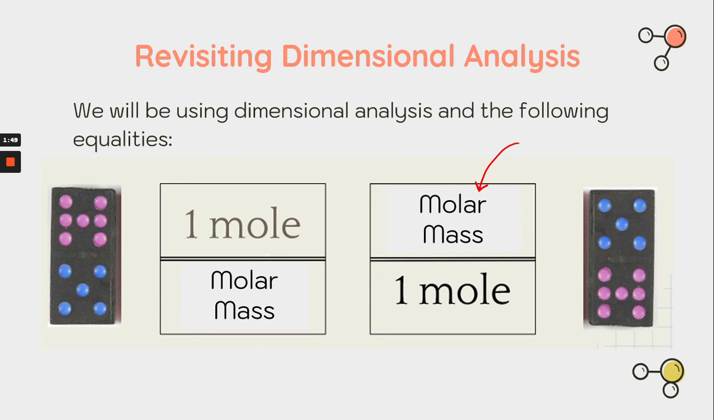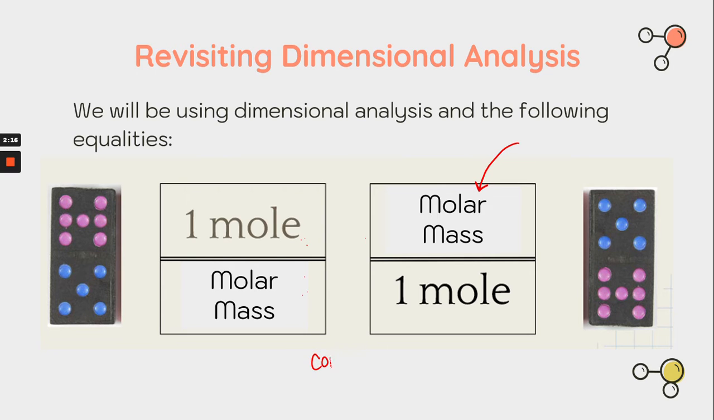Okay, so on your paper, what you need to do first is write these two things down. These two things are our equalities. We can call them equalities because they're equal to each other. 1 mole is equal to the molar mass, and it doesn't matter if you have the mole on top or the mole on bottom. It's just like flipping a domino up or down. You haven't changed the value of the domino at all, right? But these are going to be our equalities.